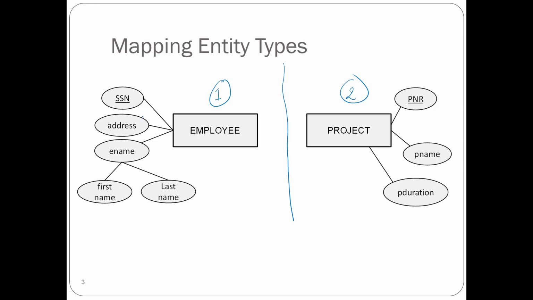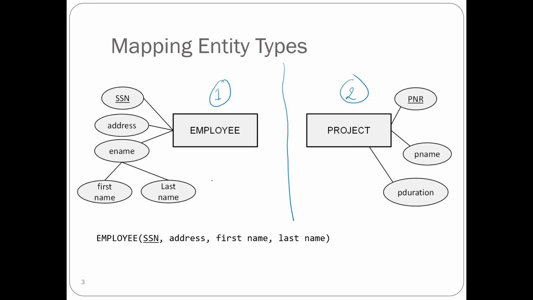Then we have the attribute type address, which we will consider as atomic. And then we have the attribute type ename for the employee entity type, which is composite. And here it should be broken down into two parts, which is first name and last name. Now, whenever we have an entity type like employee, the question arises, how are we going to map it to the corresponding relational database? For this entity type employee, we will have to create a relation with the name employee. How will that be done?